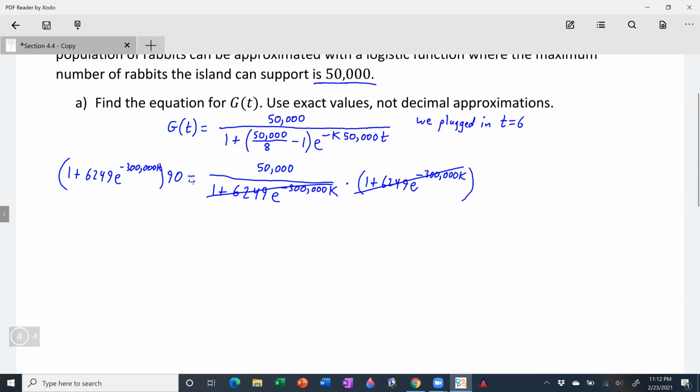Okay, so let's see right here. I don't actually want to distribute that 90 yet. Let's write it like this. Let's write it as 1 plus the 6249 e to the negative 300,000 k times 90 equals, and so we cancel that whole denominator by multiplying both sides by that stuff, and so it's left with just 50,000.